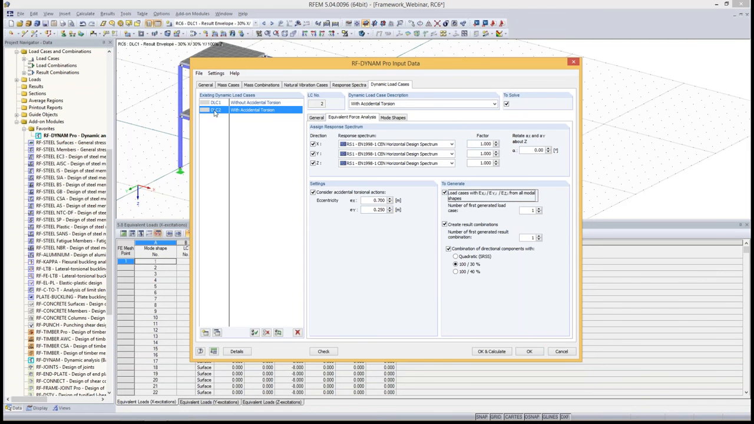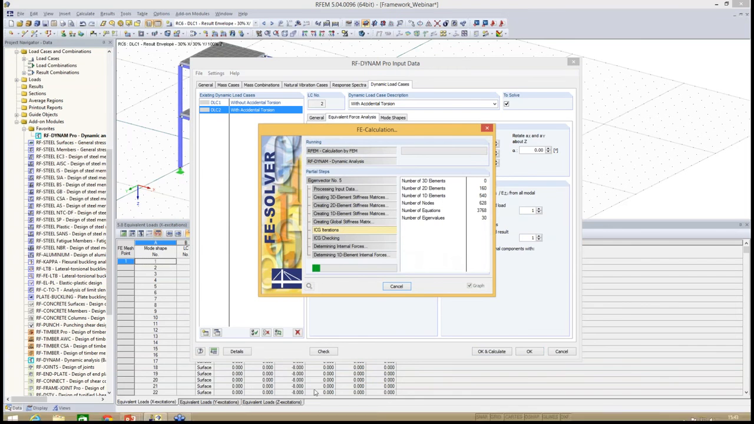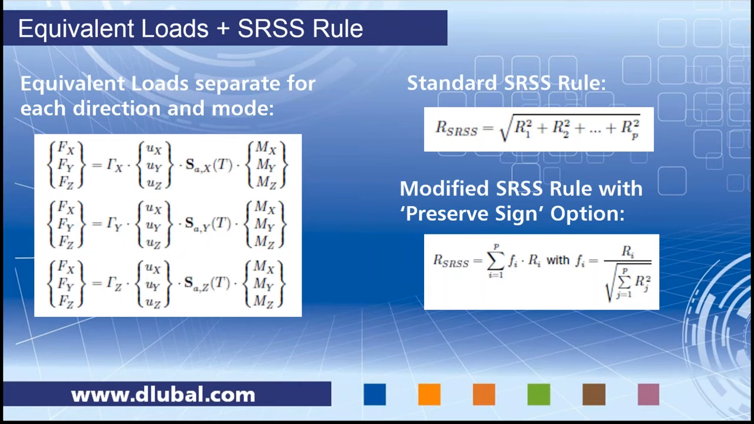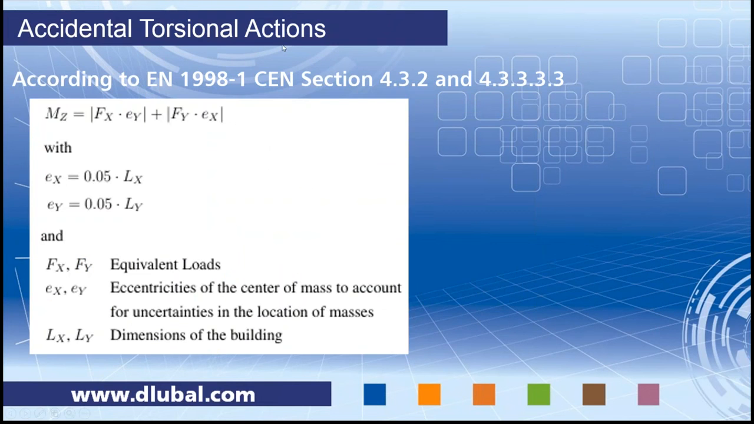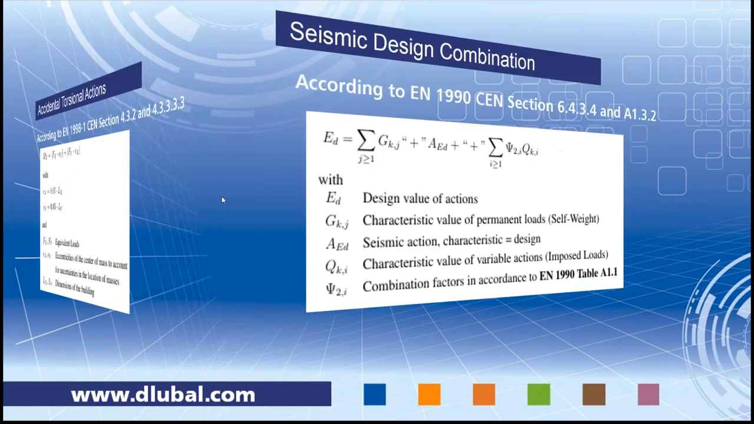So I want to show you the difference in the load cases that are exported now. So this is why I've copied the case. I want to show you the difference. So we just perform a quick calculation again. In the meantime, I can show you how the torsional moments are actually calculated. So here you see the 5% of the length of the building in X and Y direction. So this is in accordance to Eurocode in the sections as I've written it down here. And the torsional moments are actually calculated with this formula, using the equivalent loads. I showed you the formulas earlier.